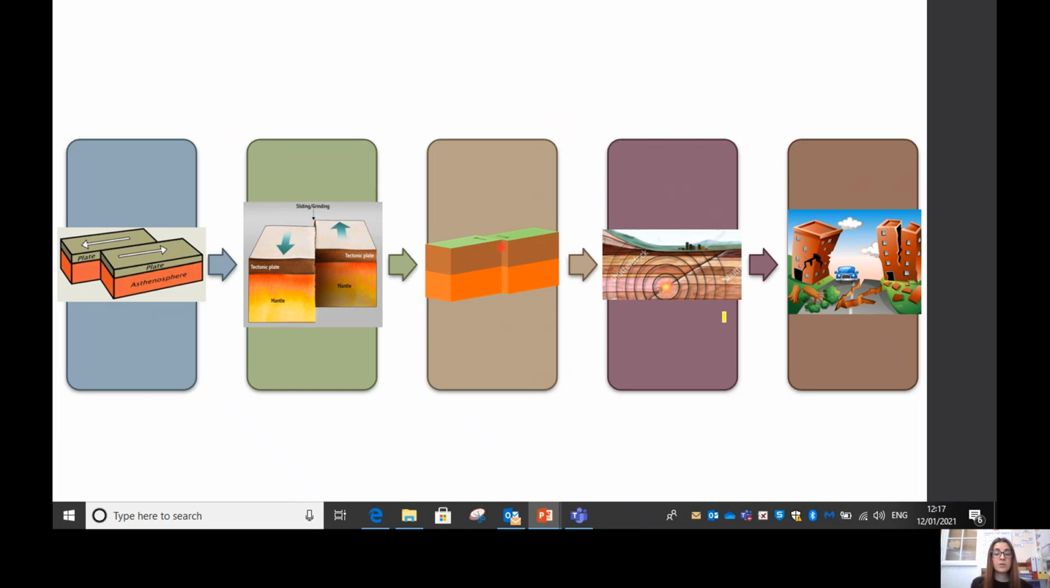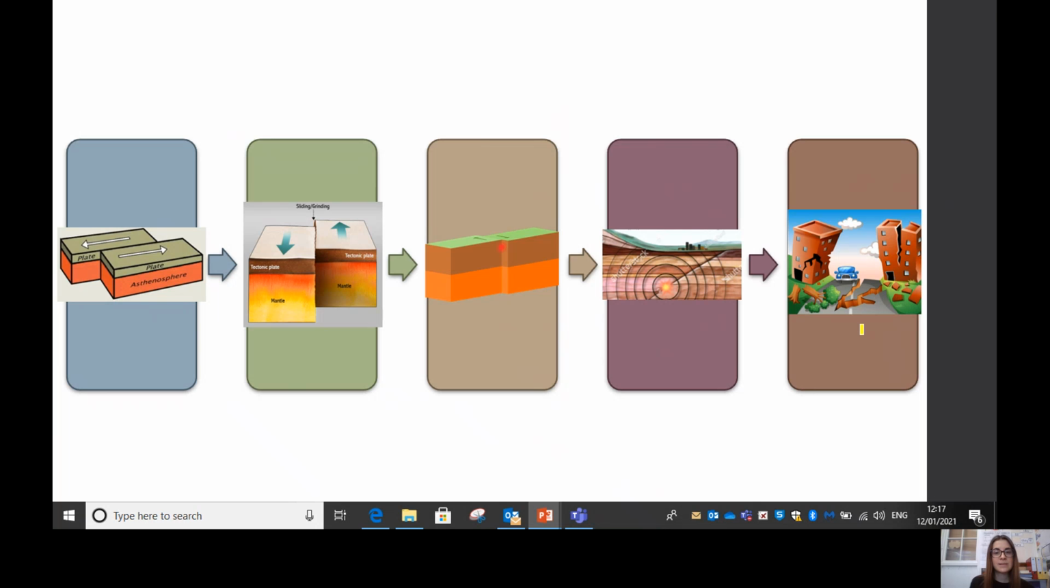Let's go on to step number 4, see if you can remember what's happening here. Yep, that's right. In stage number 4, the plate manages to get free and the extra pressure creates a tremor. In step number 5, yes, the tremor creates an earthquake.